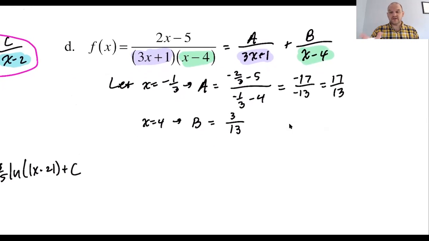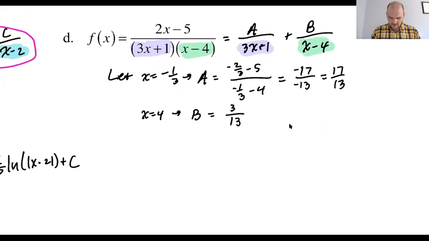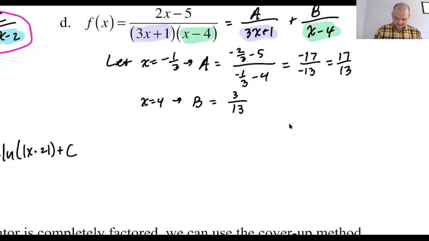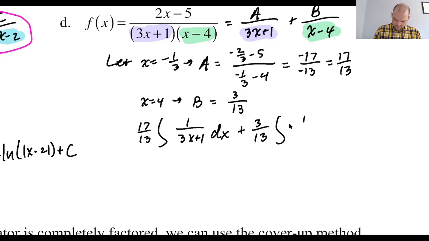So what could go wrong at this stage? The main thing is that a is over 3x plus 1. So we need to do u substitution on that. We need to make sure the chain rule works out. So I'll write the integral this time. Basically I'm going to end up with 17 over 13, the integral of 1 over 3x plus 1 dx, and then plus 3 over 13, the integral of 1 over x minus 4 dx.